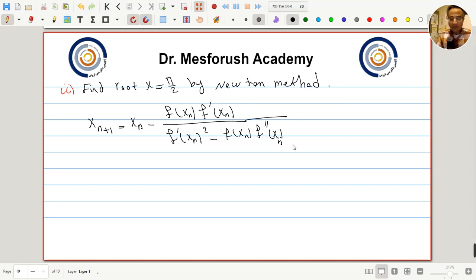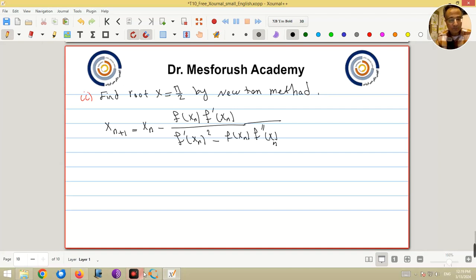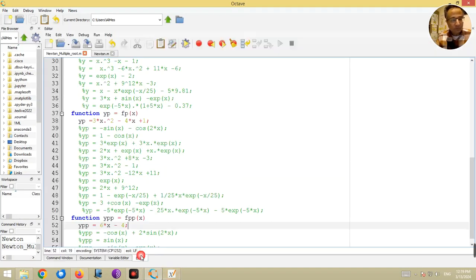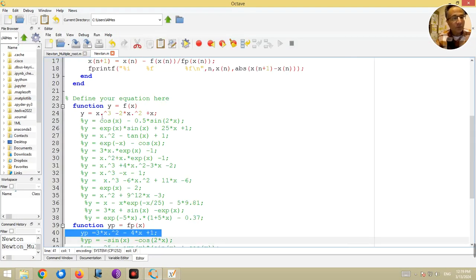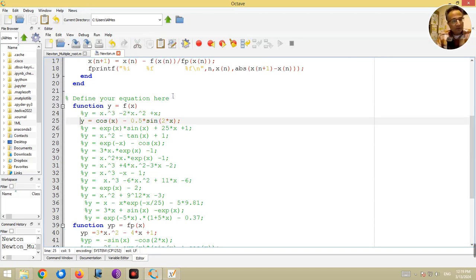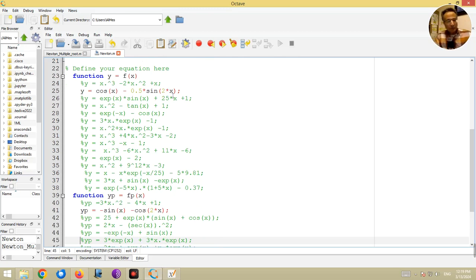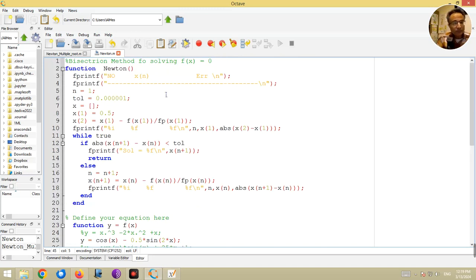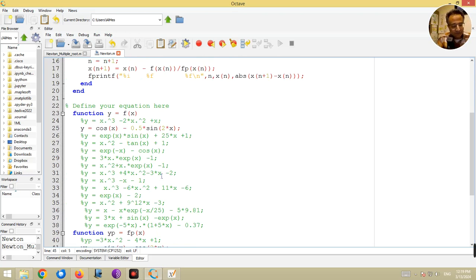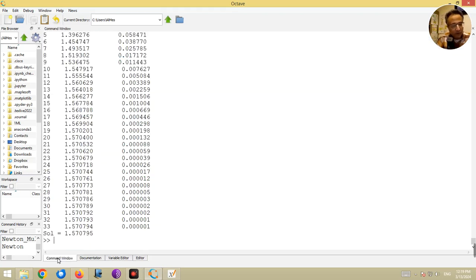Okay, now let me show you the solution in the MATLAB program. Let me show the solution by Newton method. Let me comment this one and consider this one as the equation, and let me comment this part and this one as the y prime. Let me see what happened when we use the regular Newton method for this kind of solution. Okay, let me start by half, save program and run.